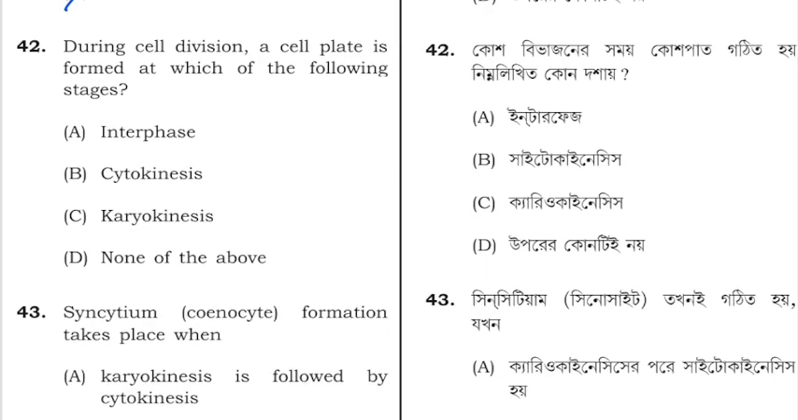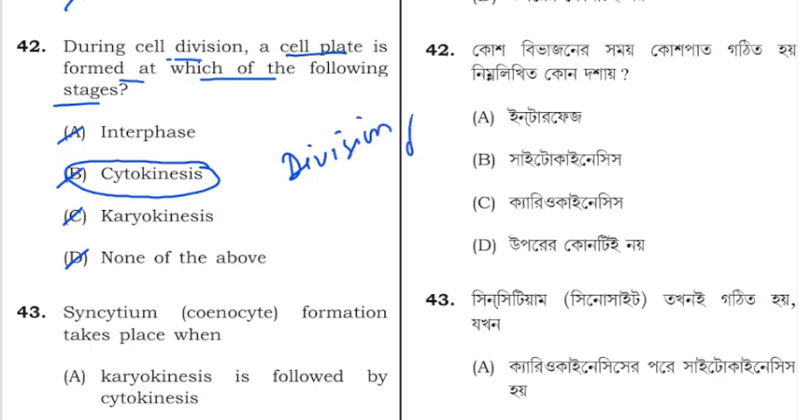Next question is, during cell division, the cell plate is formed in which of the following stages? Option A interphase, B cytokinesis, C karyokinesis, D none of the above. So cell plate formation takes place during cytokinesis, that is division of cytoplasm, whereas karyokinesis basically means division of the nucleus.